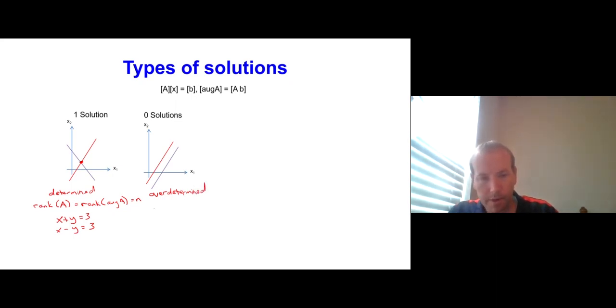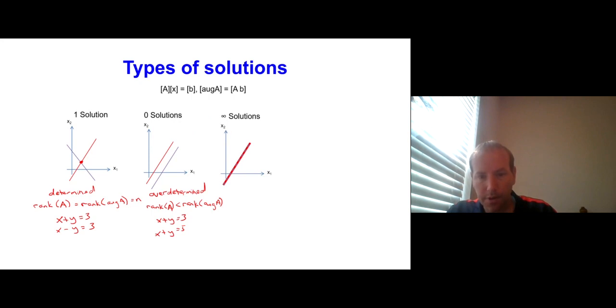And that's when the rank of A is less than the rank of the augmented A. An example of that is x plus y equals 3 and x plus y equals 5. Notice there would just be a shift of 1, and so there are no solutions that satisfy this.